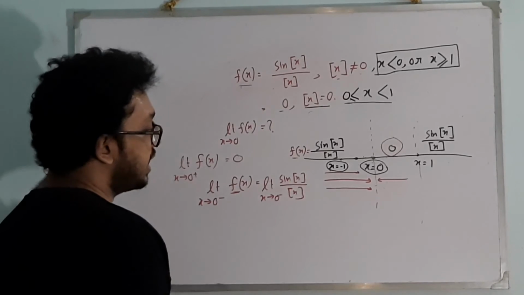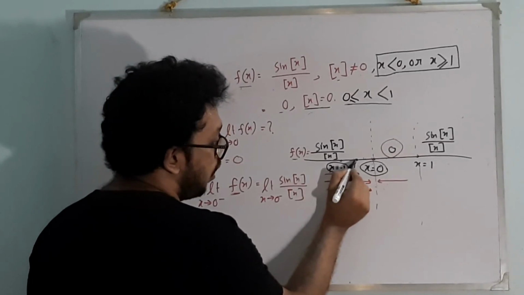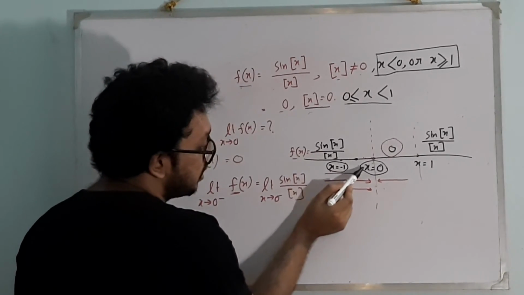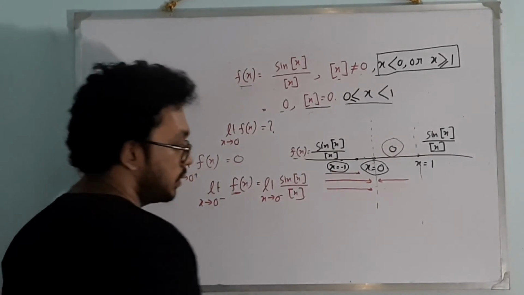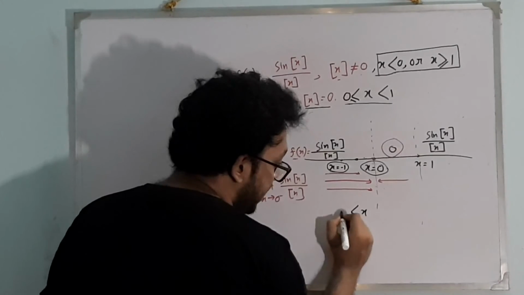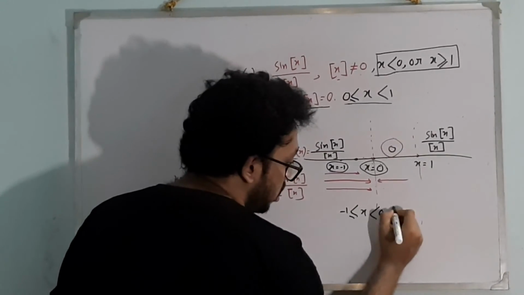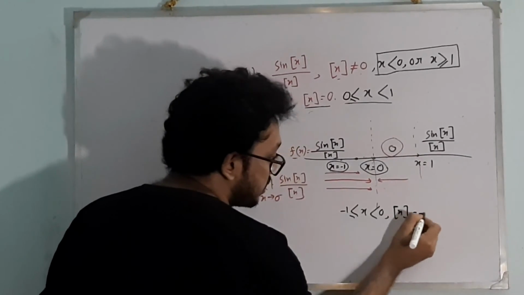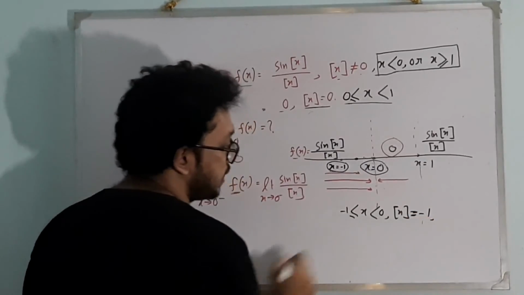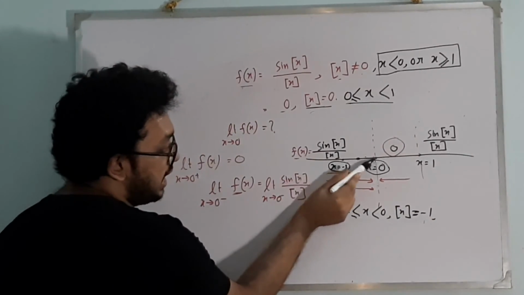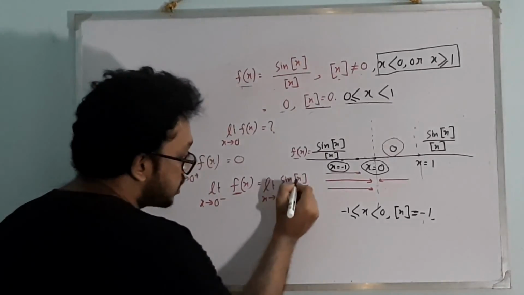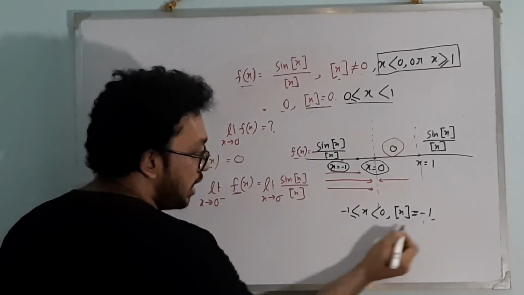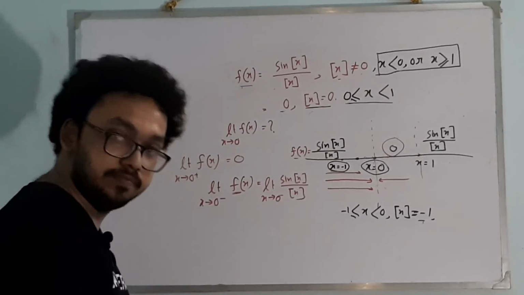And I know that the greatest integer function of any value of x such that x is lying in the interval minus 1 to 0 is nothing but minus 1. We know that when x is varying in the interval -1 to 0, the greatest integer function of x is strictly equal to -1, right? So just in the left hand side of x equal to 0, if I take a point, this will have greatest integer function value as -1, right?